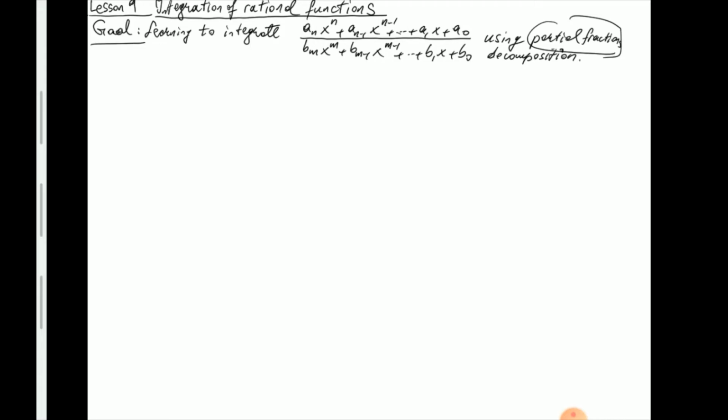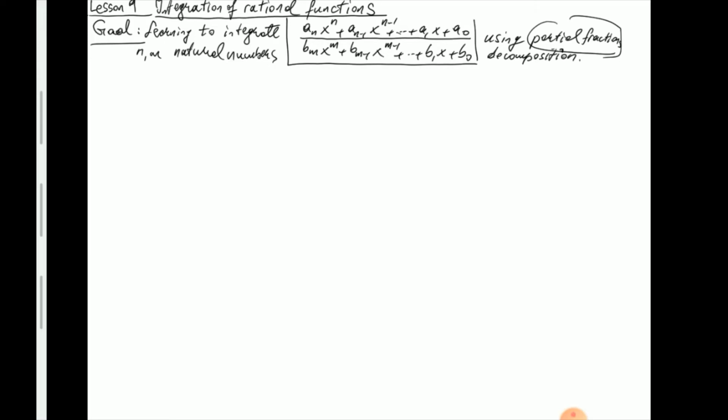Okay, so we want to integrate or to develop a method to integrate a rational fraction. This is basically a fraction that involves the ratio of 2 polynomials with real coefficients. So on the top you have a polynomial of degree n, on the bottom a polynomial of degree m. Okay, so n and m stand for natural numbers. The coefficients can be real numbers, but n and m are the degrees of the polynomials.